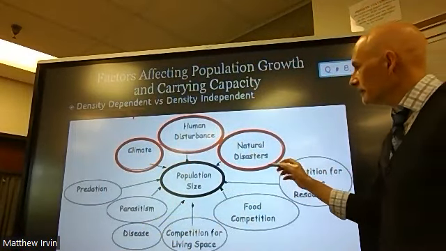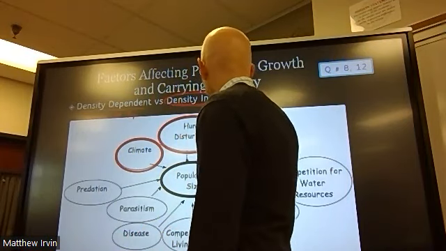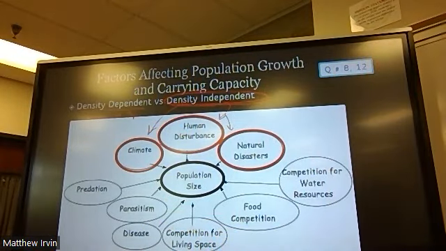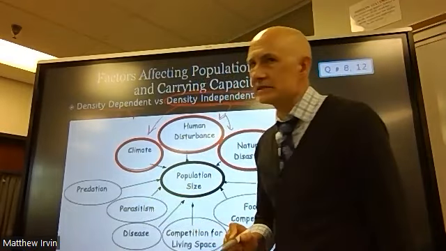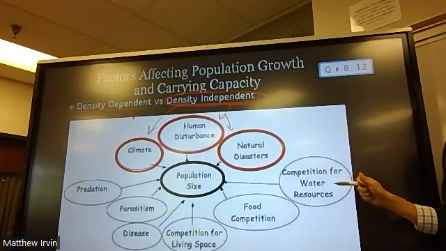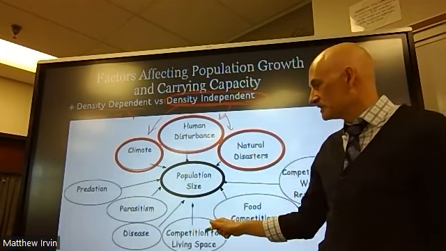So all of these things that are in the red, those are the density independent factors. So basically, if you have a tornado come through, it's going to kill a bunch of stuff. And it doesn't matter that the population is low or high, stuff's going to die. But all these other ones, these factors increase as the population increases. So more competition for food and water. So if there are more organisms, the competition becomes more severe. Same thing with living space.